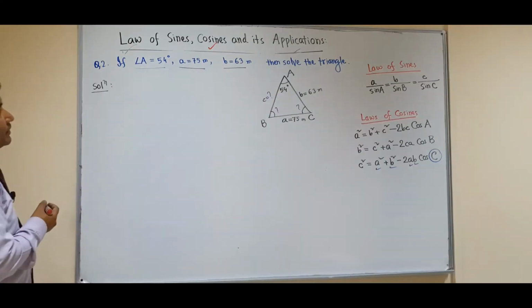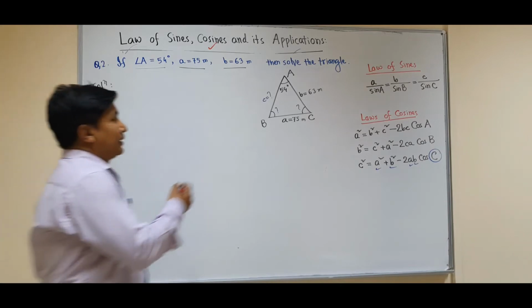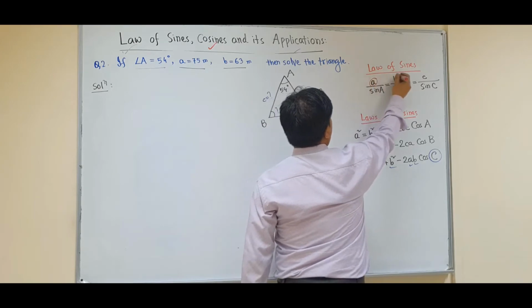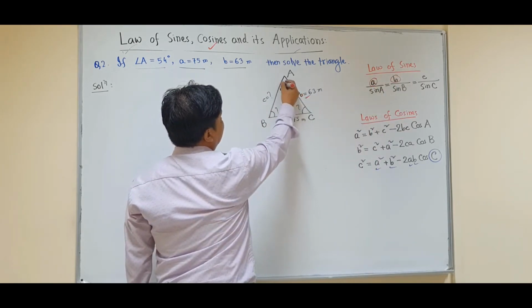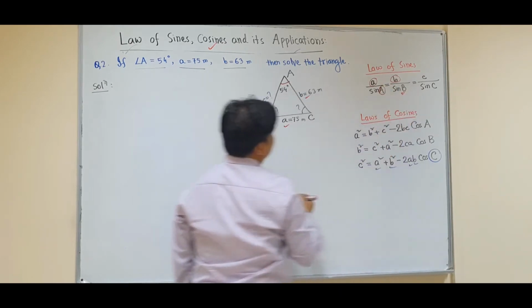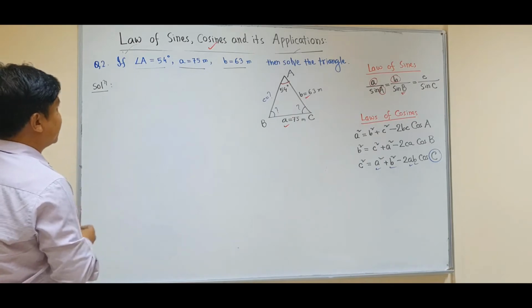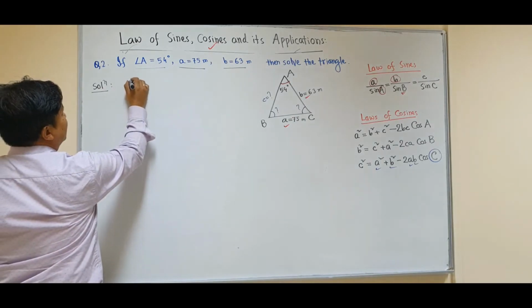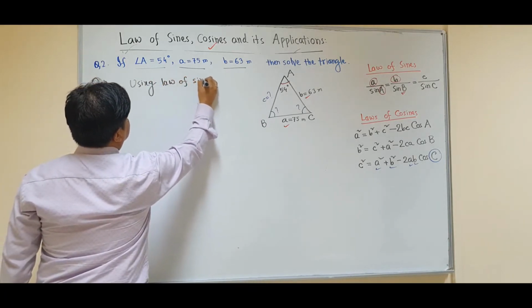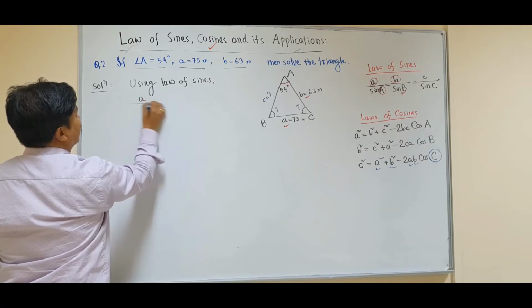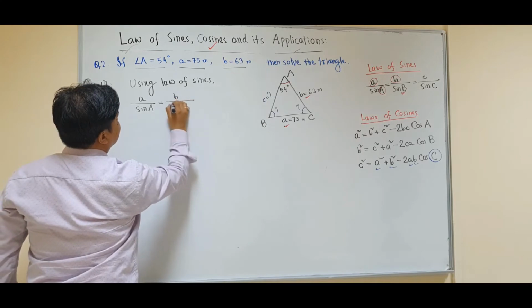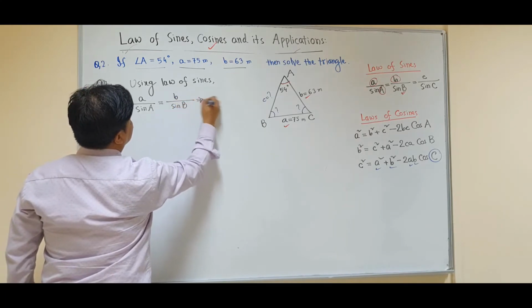To solve this question, we need to see here side A, side B. These two are given, and also you can see angle A is given, which is this angle. So from this we can find angle B by using law of sines. So we will use law of sines. A by sine A equals B by sine B.